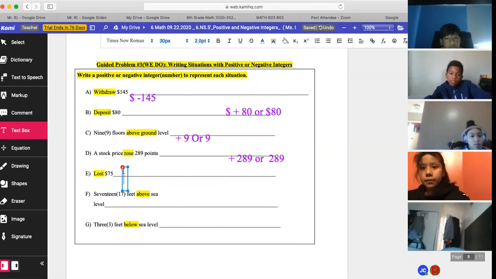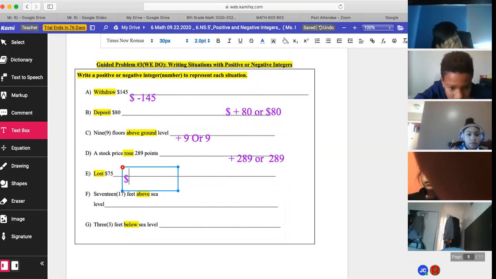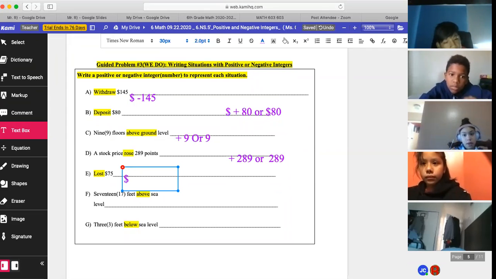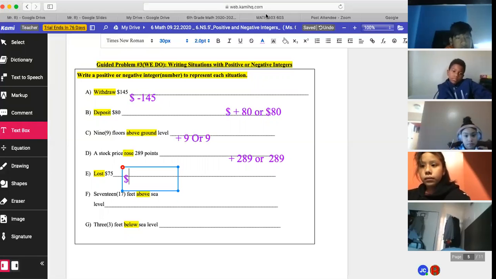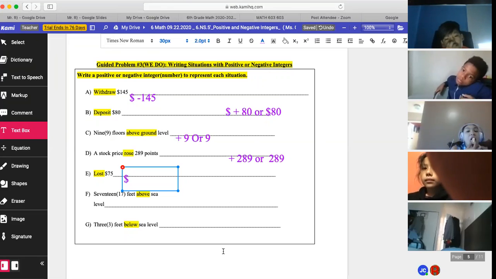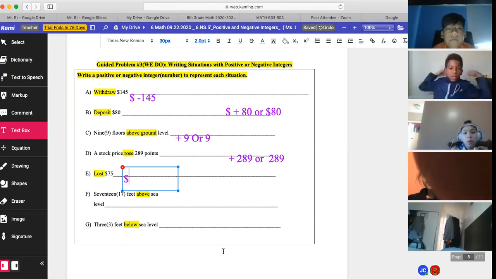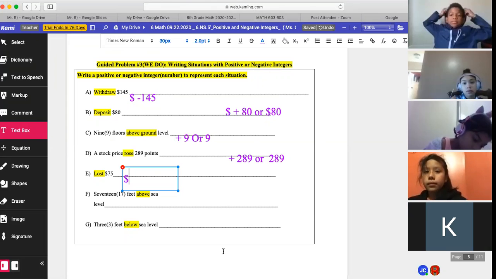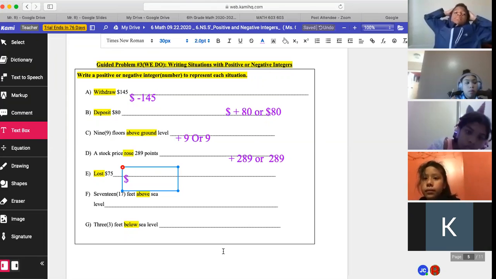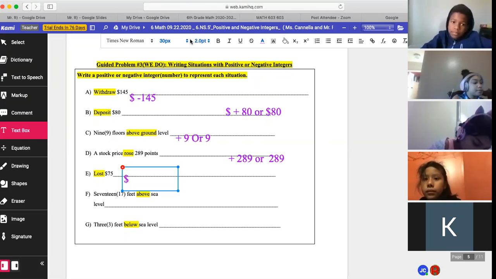Okay, the next one on my list is Daniel Flores. Lost 75 bucks. I lost money. Positive or negative, sir? Daniel, I don't hear you. I lost $75. Positive or negative? Daniel Flores, that is negative 75. Thank you so much.